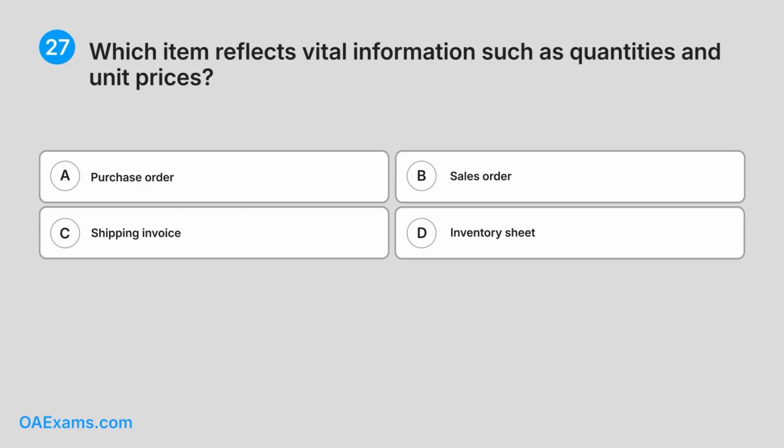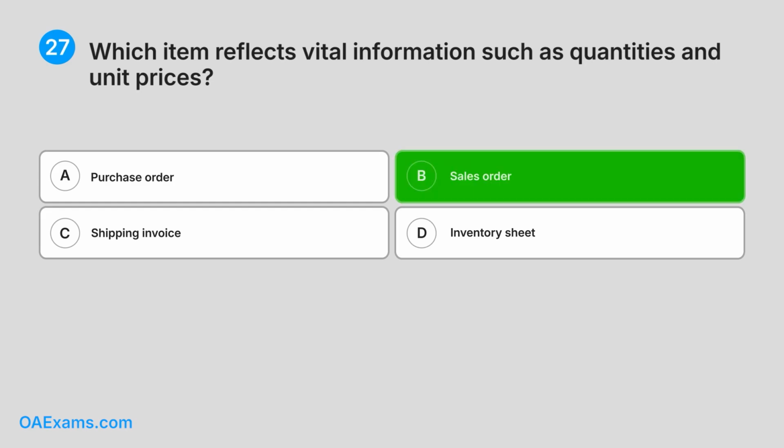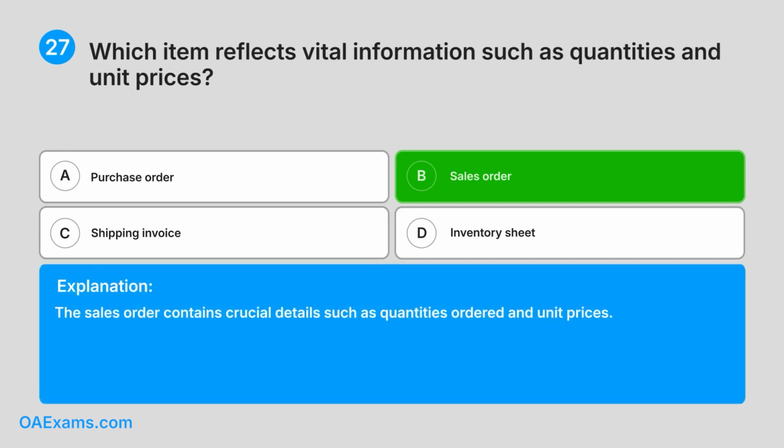Correct answer. B. Sales order. Explanation: the sales order contains crucial details such as quantities ordered and unit prices.